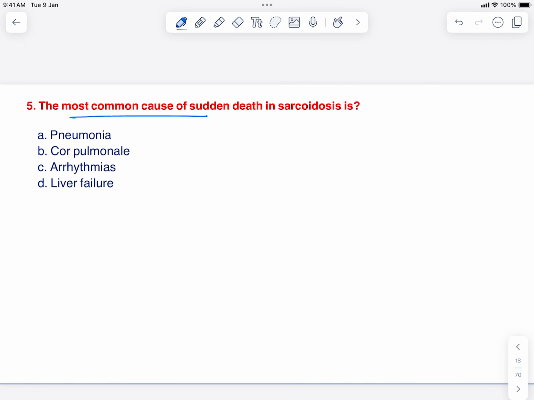The most common cause of sudden death in sarcoidosis is: pneumonia, cor pulmonale, arrhythmias, liver failure. So please remember, it is arrhythmias. Cardiac involvement in the form of non-caseating granuloma will cause scar formation within the heart. And this particular scar is what is responsible for the arrhythmias causing sudden cardiac death, right?